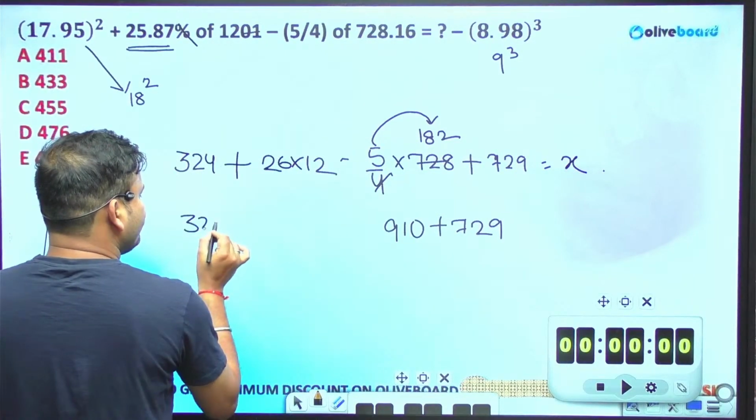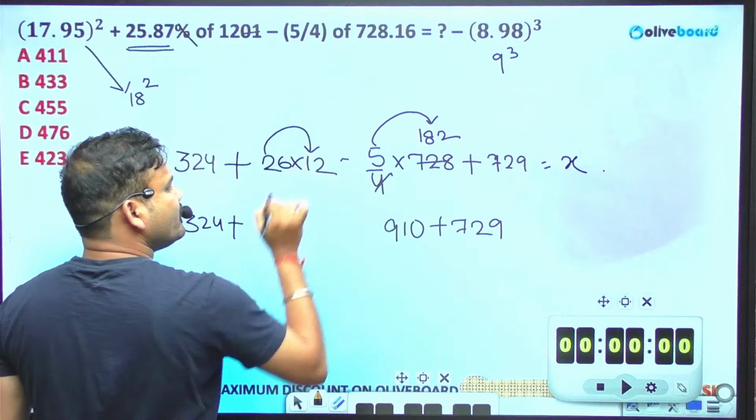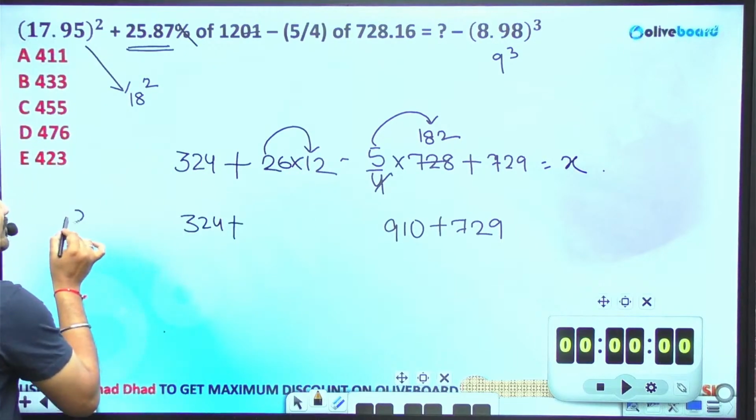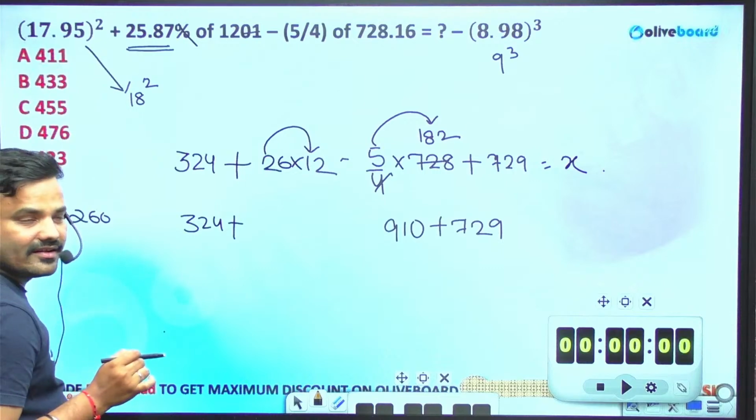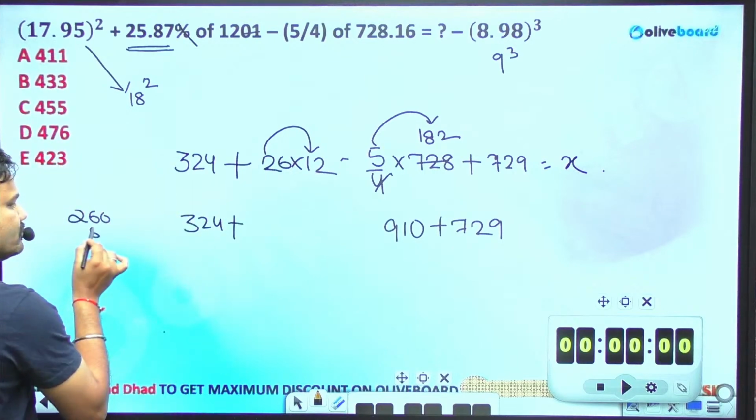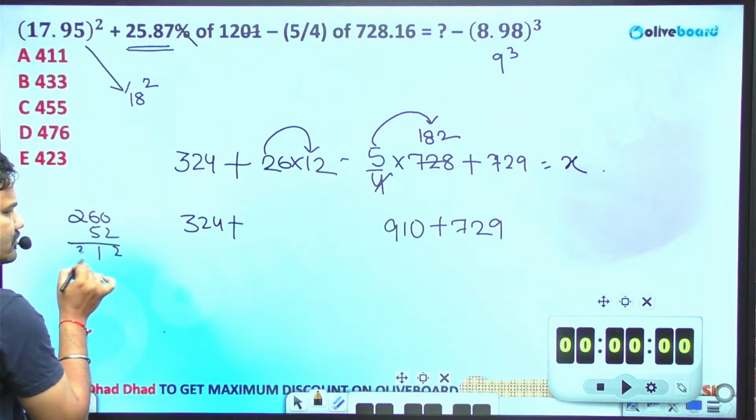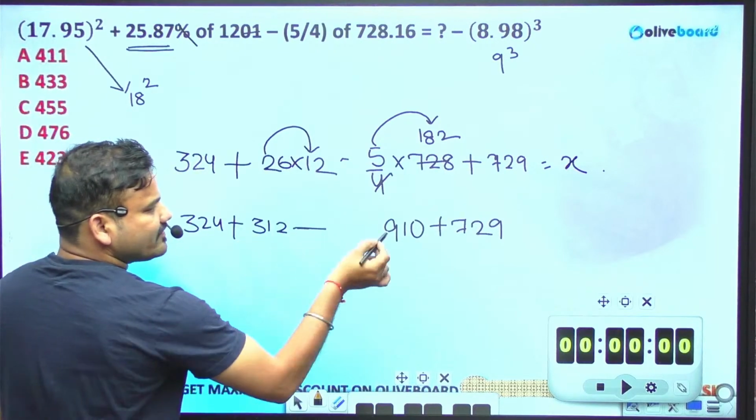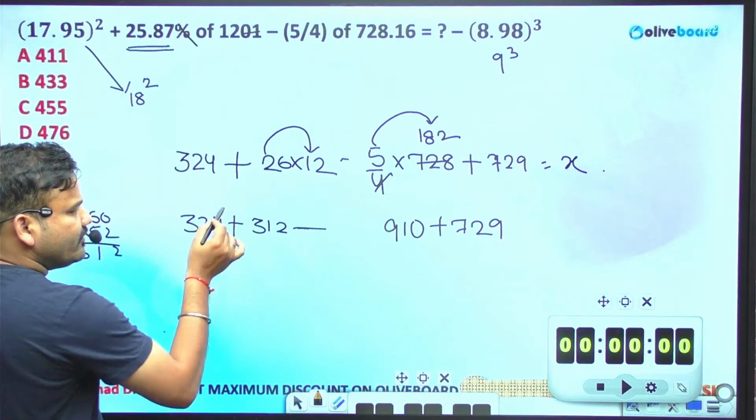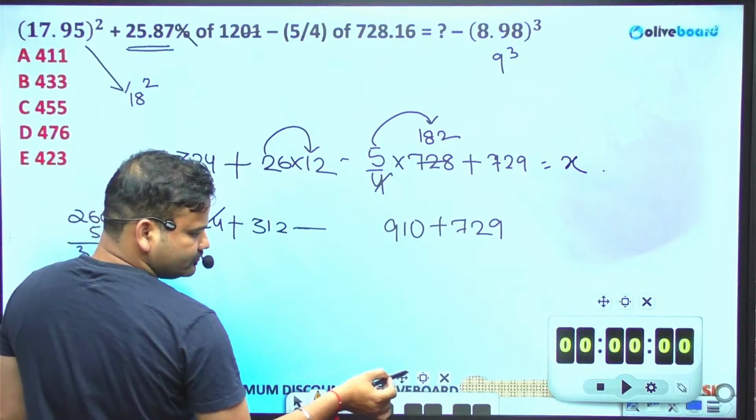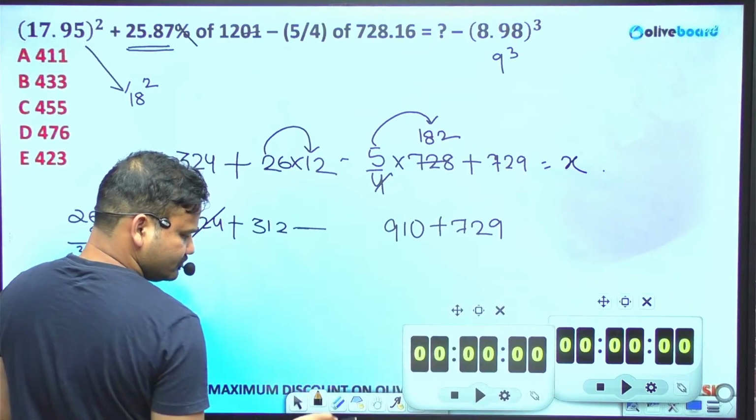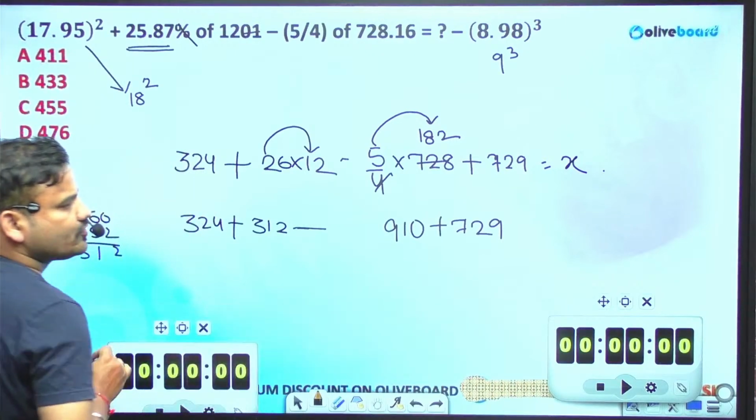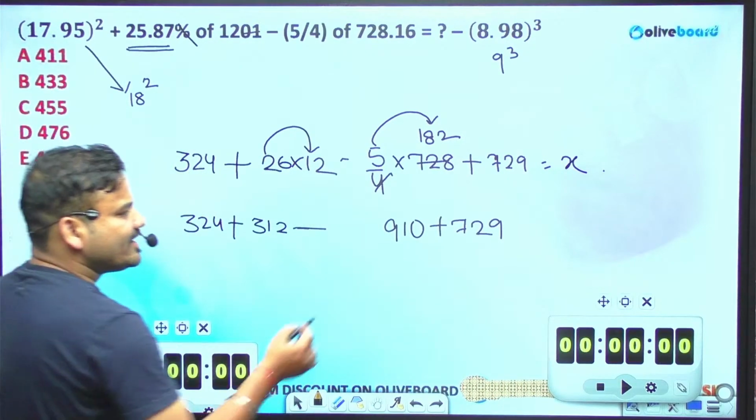This is 324 plus 26 times 12 will be what? 260 plus 52. 26 times 10 is 260. Keep this in mind for 1 second. Now 26 into 2 is 52. Add this value, 312, minus of this value. Now 324. Now solve this side, 910 and 729.